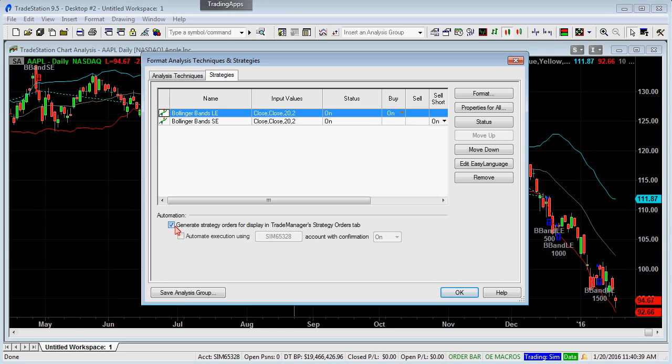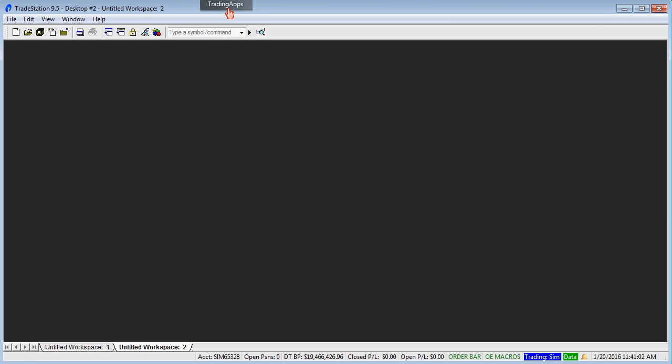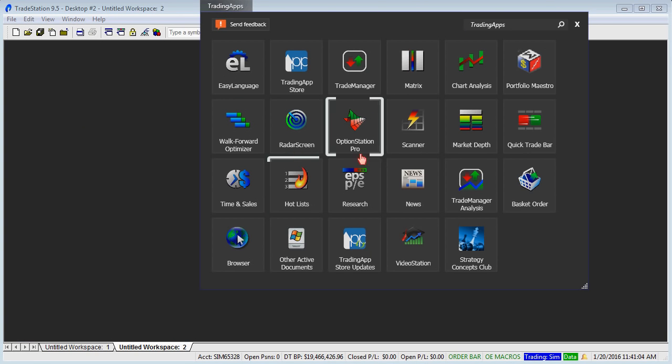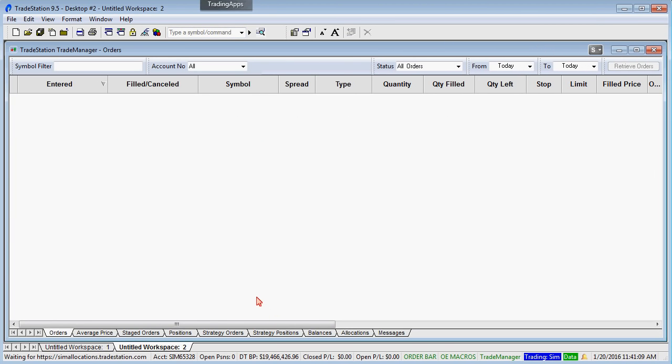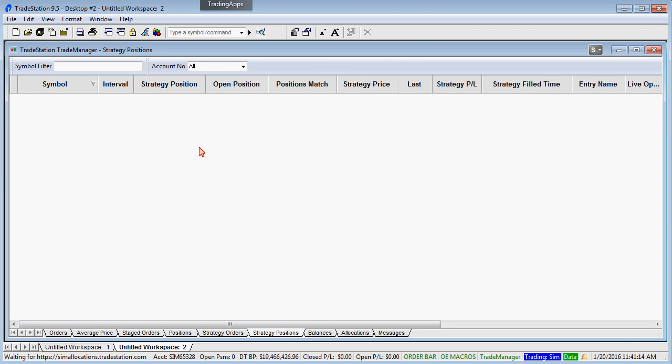There are different checkboxes here. The first one, I'm checking it. It says Generate Strategy Orders for display in Trade Manager's Strategy Orders tab. Somebody in a previous class asked about the strategy tabs in the Trade Manager, which are generally blank. Let me just uncheck this for a moment and click OK. And let's go here to my Trade Manager. I'm going to go to Trading Apps, open up the Trade Manager. All right. And if you look at the two tabs down here, Strategy Orders and Strategy Positions, they're blank.